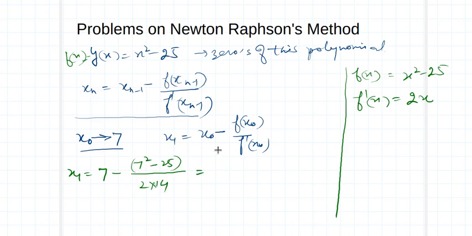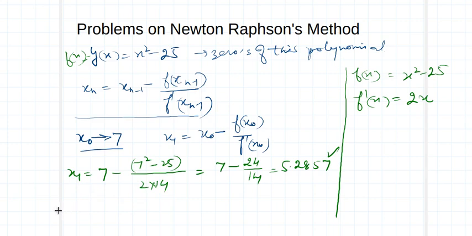अब देखो जरा करके क्या आ रहा है ये. 7 minus 24 over 14. Try to find out its value. What value you are getting? 5.2857. Now this is my next point.